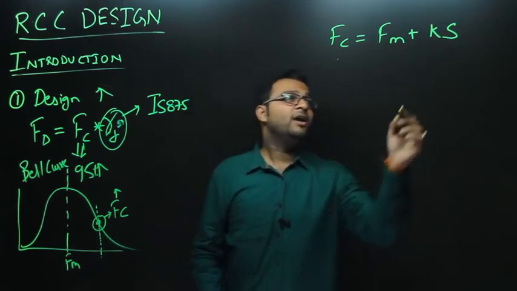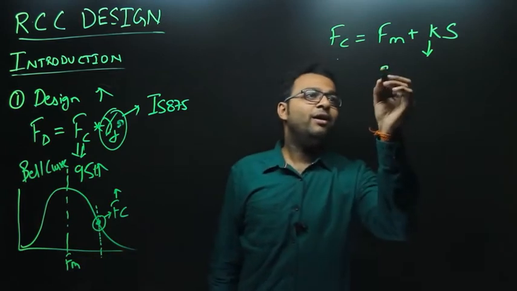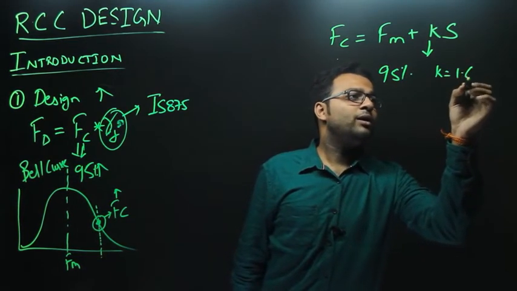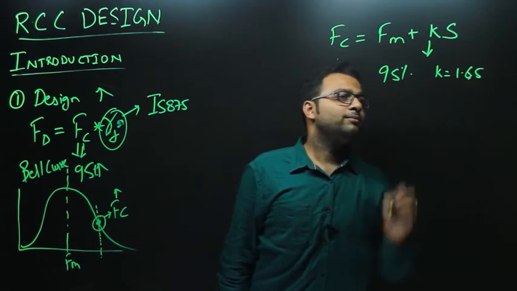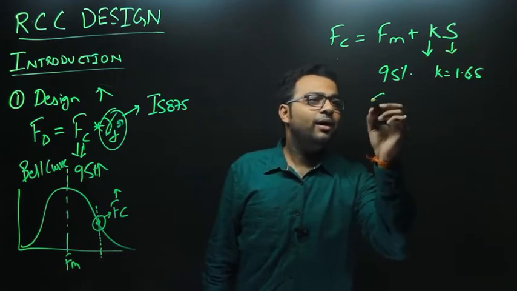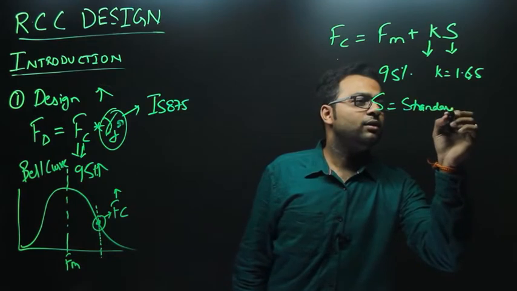From the basic principles of statistics, FC is Fm plus K times S. Now what is K? K is a factor for a certain kind of probability. For 95% probability, K is equal to 1.65. And what is S? S is the standard deviation.